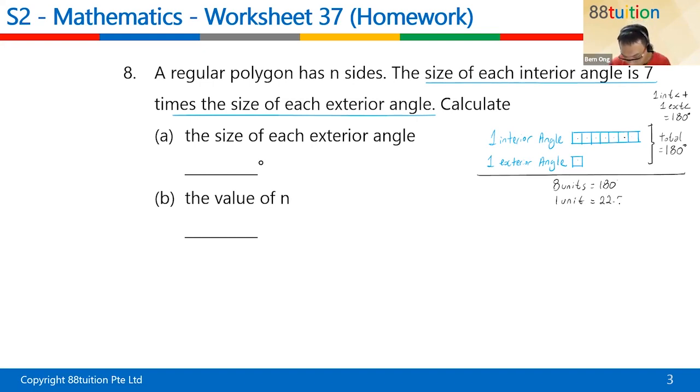22.5. Can? So calculate the size of each exterior angle. You're talking about 1 unit down here. So 1 unit is 22.5 degrees. That's the answer.